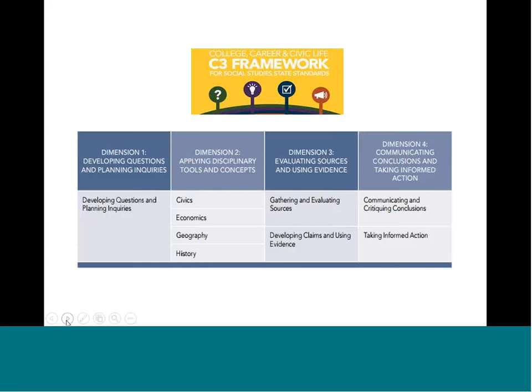In Dimension 3, they set about gathering those sources and evaluating them, establishing credibility, looking for corroboration, and from there, identifying claims and evidence that support those claims. In Dimension 4, they communicate conclusions and take informed actions. This can take a variety of formats. Sometimes it's an argumentative writing activity, sometimes it's speaking, and sometimes it's inside the classroom, and sometimes it's outside, with the goal being finding authentic audiences in which students can interact and take that informed action.